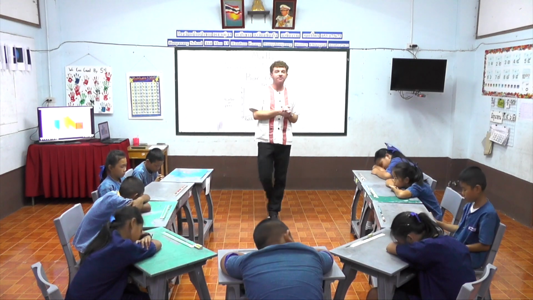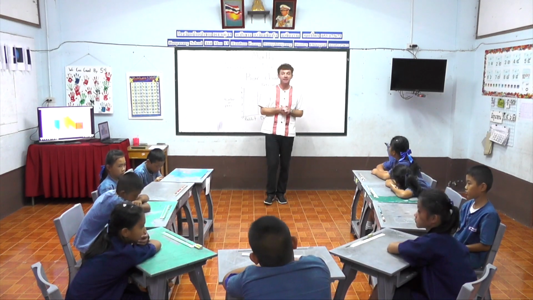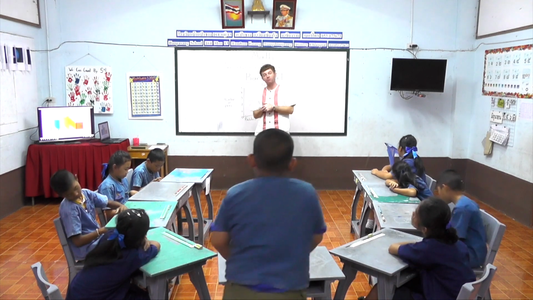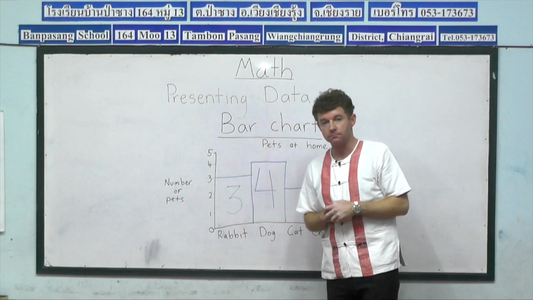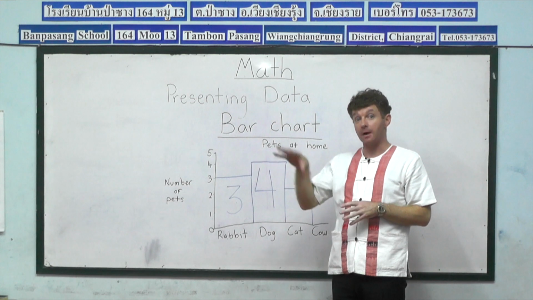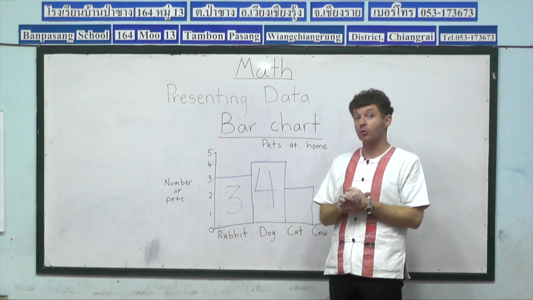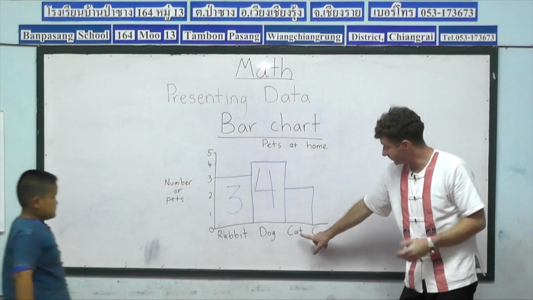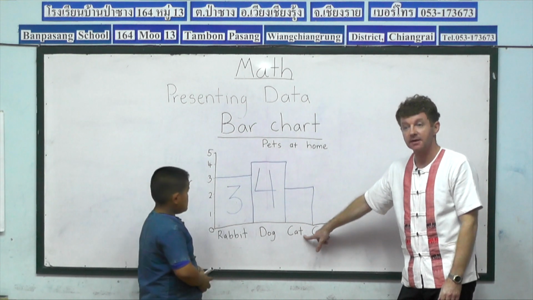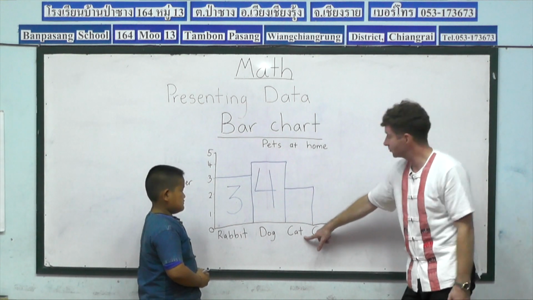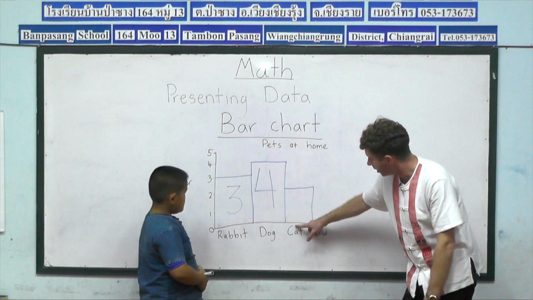Let's open our eyes, guys. Who has the marker pen? Net, come and join me at the front. Net's going to tell us about the amount of our next group of pets. What's the next group we've got, guys? Cats. Okay, so Net, let's have a look at the cat bar.